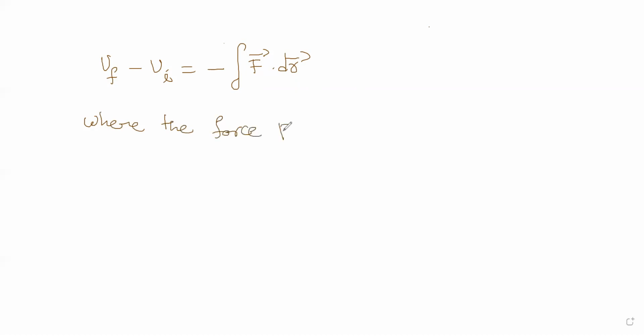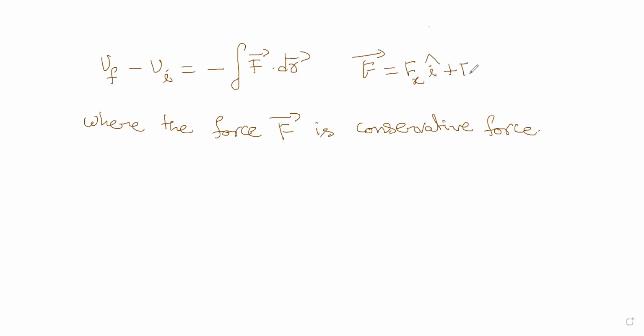And you got to know this equation, U final minus U initial is equal to negative of integral F bar dot dr bar, where the force F bar is a conservative force. So how do you check the given force is conservative? This also I have told you. This is Fx i cap plus Fy j cap. Suppose this is given to you. How do you check the given force is conservative?